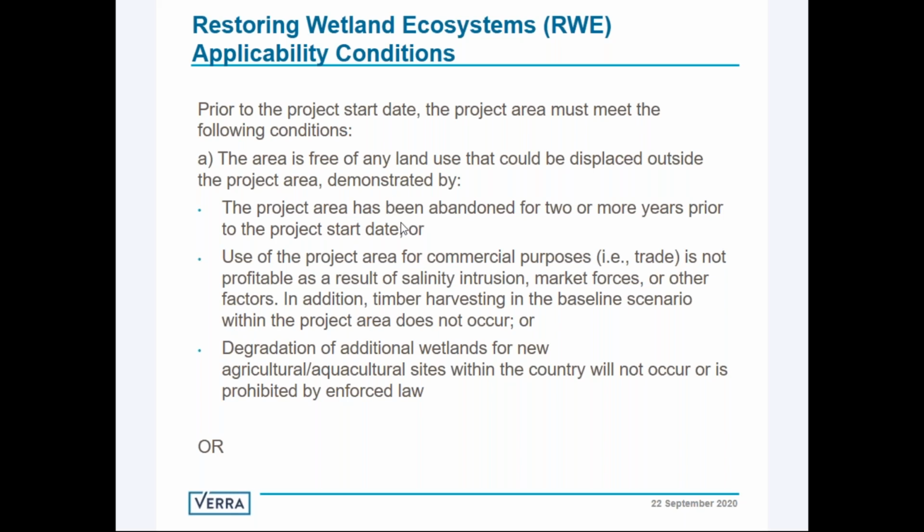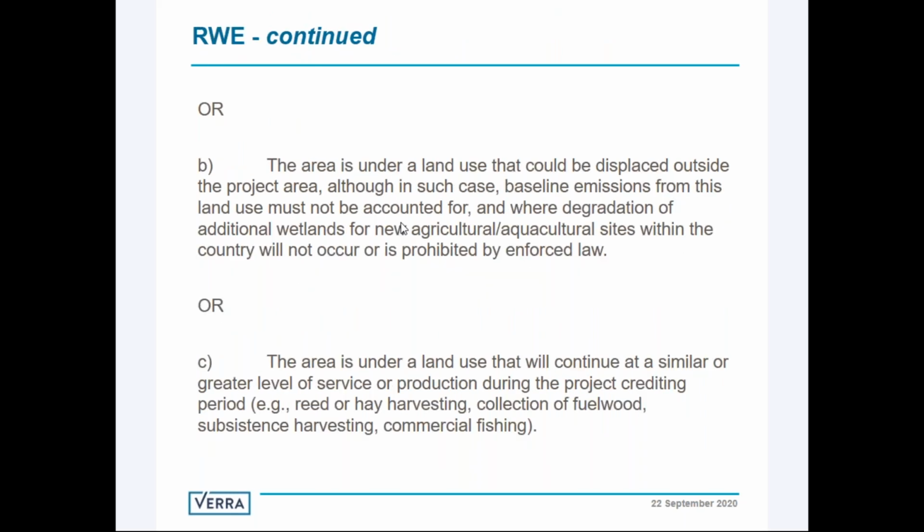Or second, that there is an existing land use that could be displaced, but in this case, baseline emissions from the land use are not accounted for, and degradation of new wetlands will not occur. Or third, that there is an existing land use in the project area, and it will continue at the same or a higher level. Taken together, this set of conditions ensures leakage will not occur.